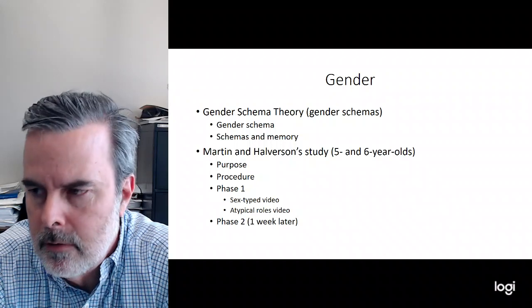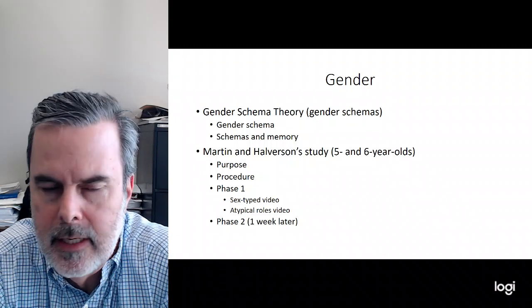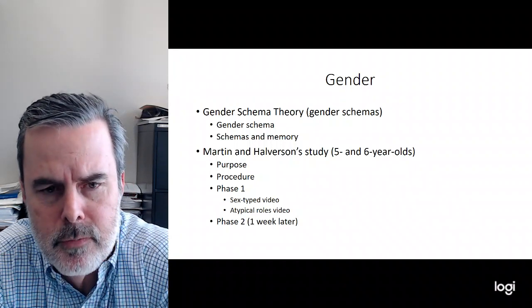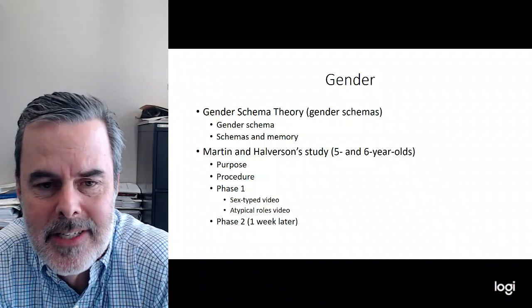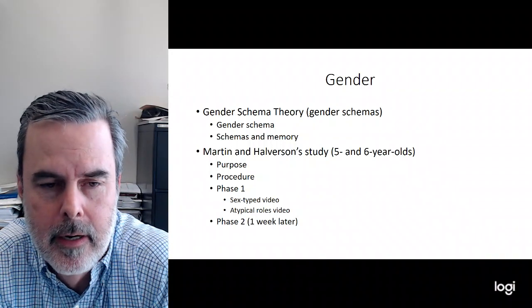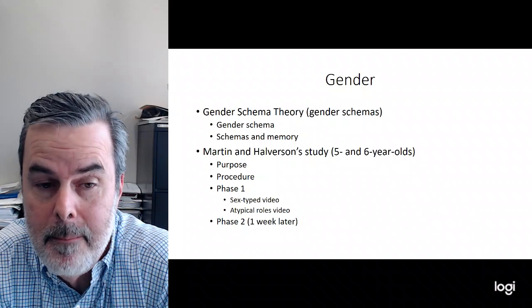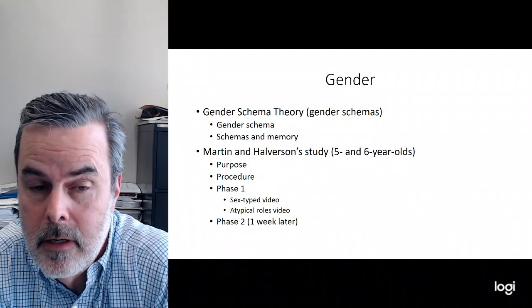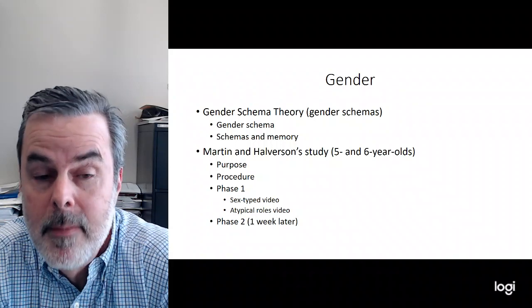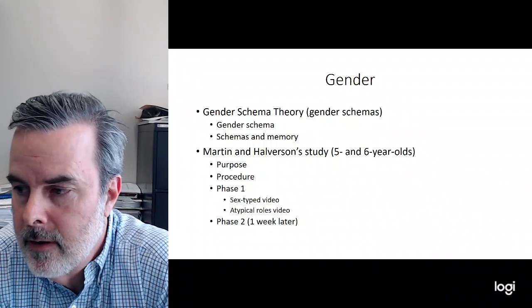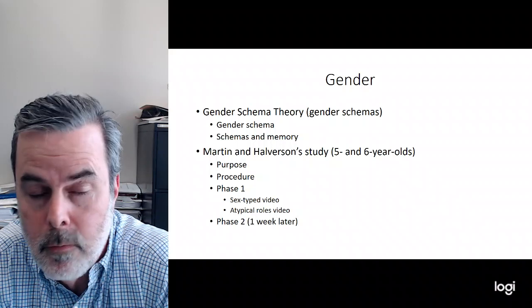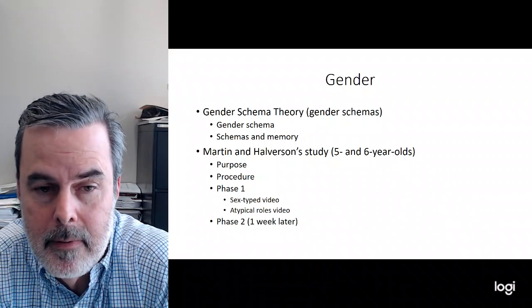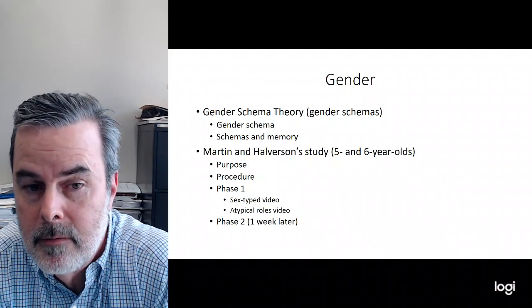So in general, accuracy was relatively high in the sex-typed video condition, where kids 1 week prior saw a man playing the role of a doctor and a woman the role of a nurse, and remembered 1 week later in phase 2 the roles correctly, meaning they remembered a man playing the role of a doctor and a woman the role of a nurse.